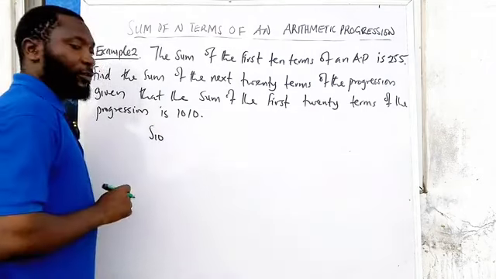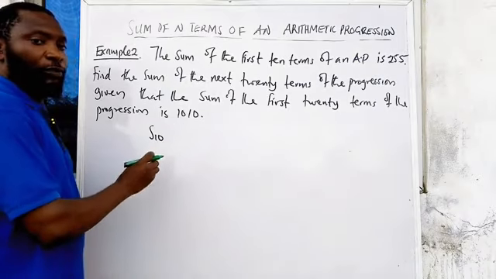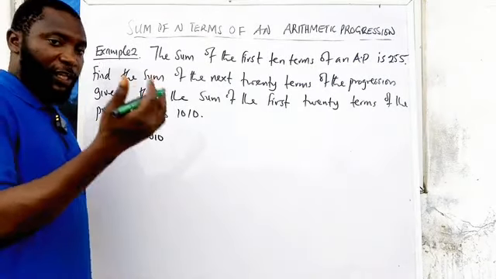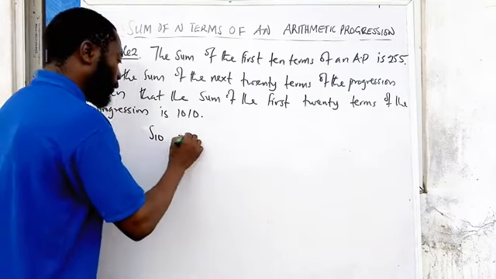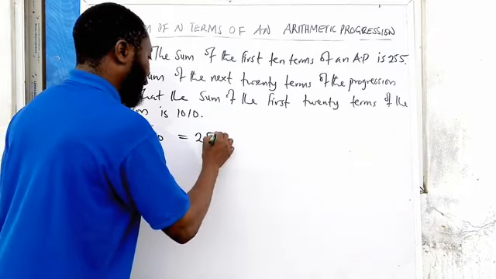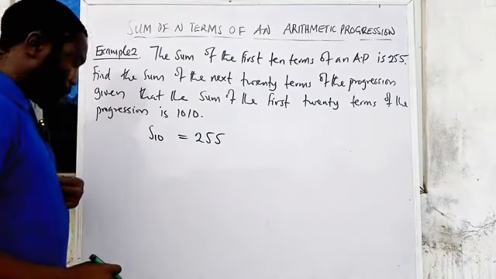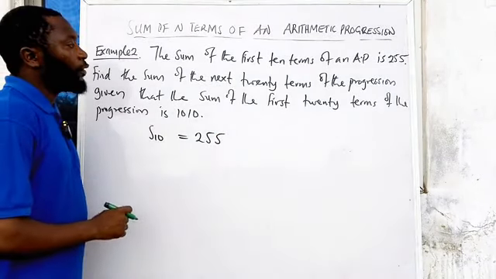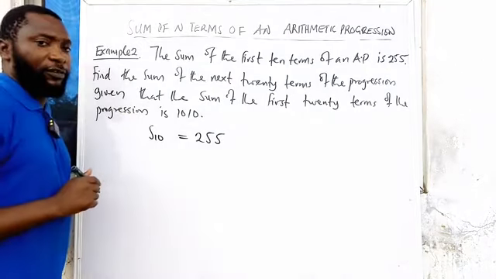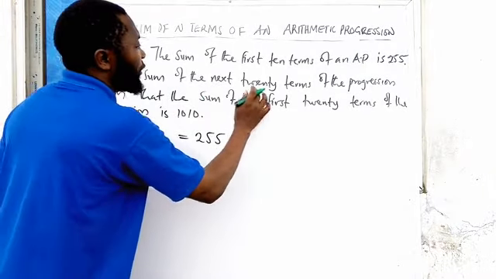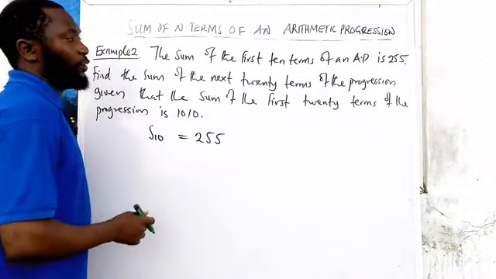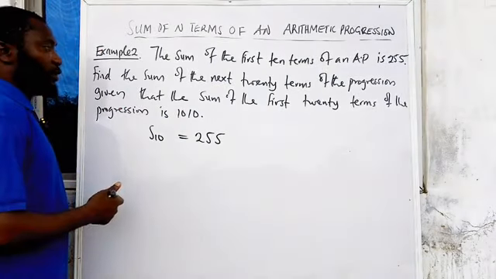S10, sum. We use Sn to represent the sum of n terms. So S10 from this question, and S10 equals 255. Now, the next sentence, the question says, find the sum of the next 20 terms of the progression.